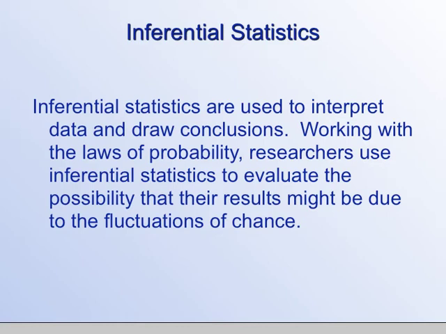Okay, now our data tells us information. We've created this hypothesis, we've gone through the scientific method, but now we have to look at the data as brand new without any bias and let the data tell us what actually occurred. Okay, so we work with probability. Inferential statistics is used to evaluate the possibility that their results may be due to fluctuations of chance.